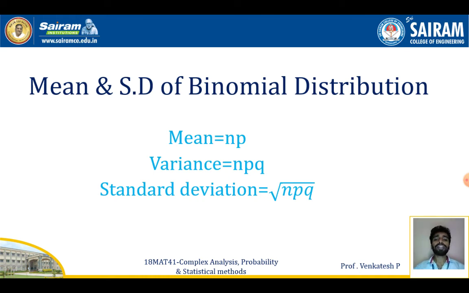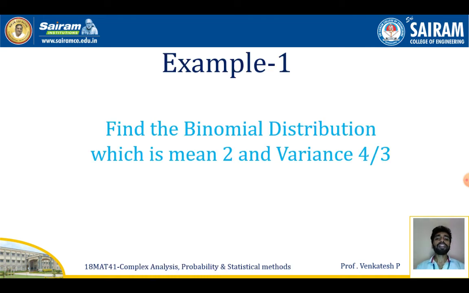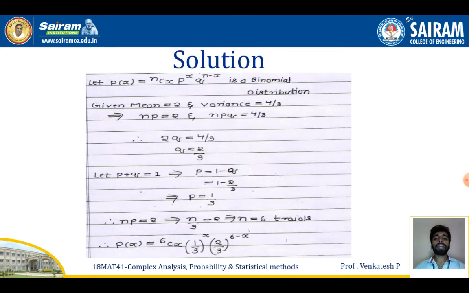Now I'm going to discuss a few examples on binomial distribution. The first example: find the binomial distribution when mean is 2 and variance is 4 by 3. From this data we have to express the function P of x in terms of the binomial distribution. Take the formula for binomial distribution first, that is P of x is equal to nCx p power x q power n minus x. From the given data we have mean is equal to 2 and variance is equal to 4 by 3.